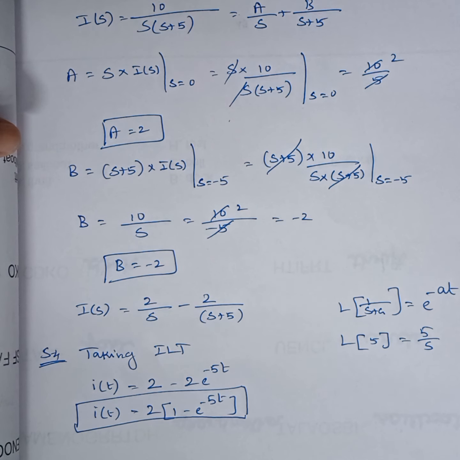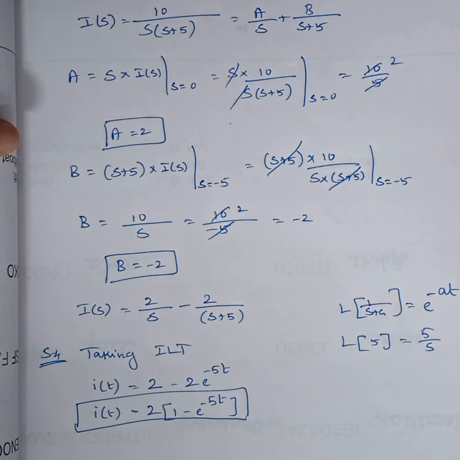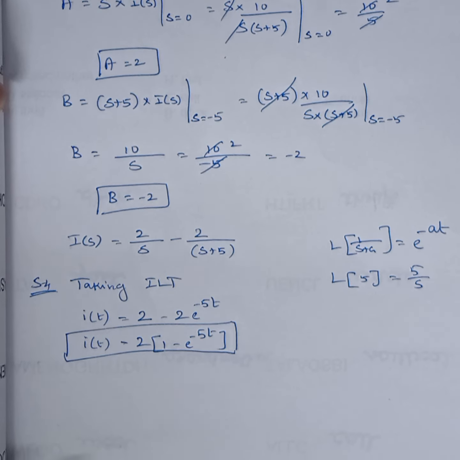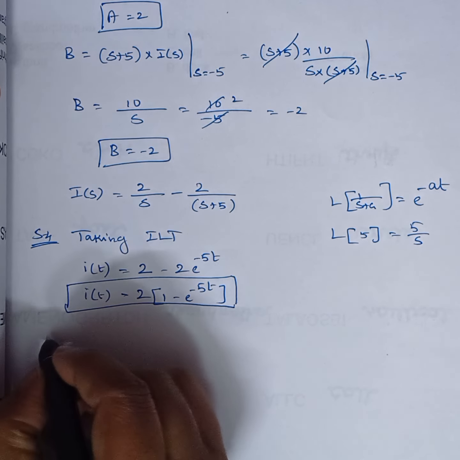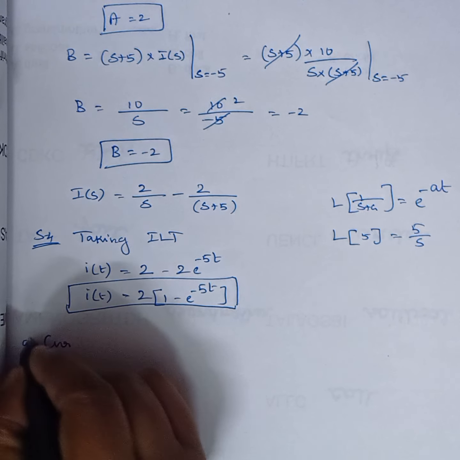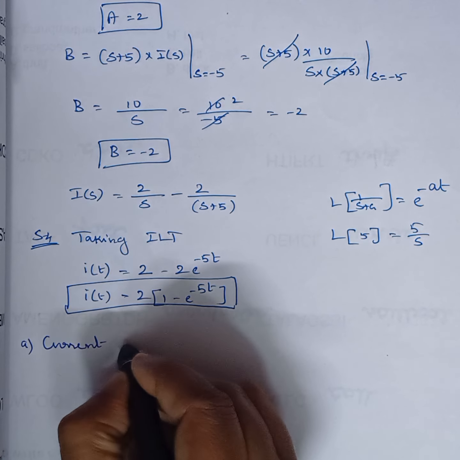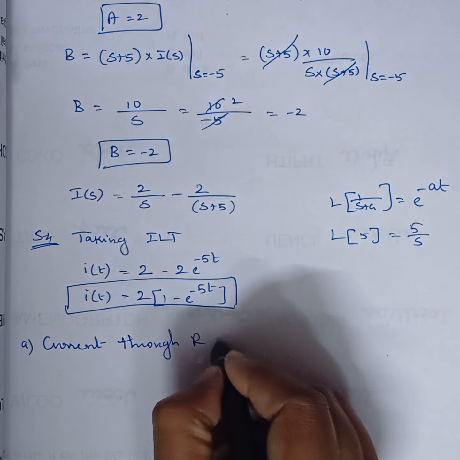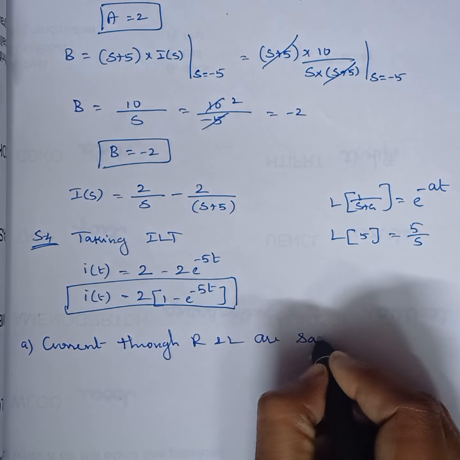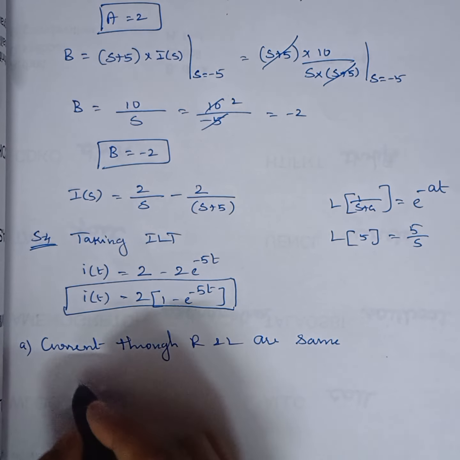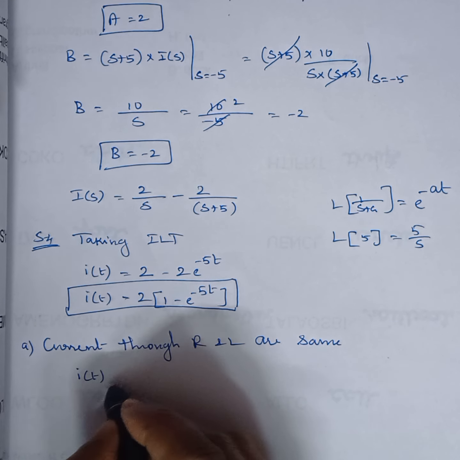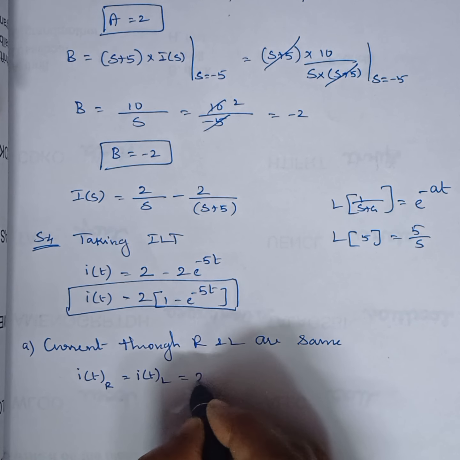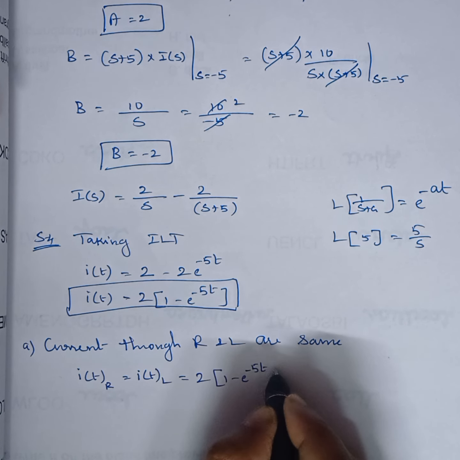So our first question is V and I of each element, correct? Voltage and current for each element. How will you find voltage and current? As I already told, this is the question, correct? The current through R and L is the same, as they are in series. So I of t in the resistor, which is equal to I of t in the inductor, is equal to 2 into 1 minus e power of minus 5t.